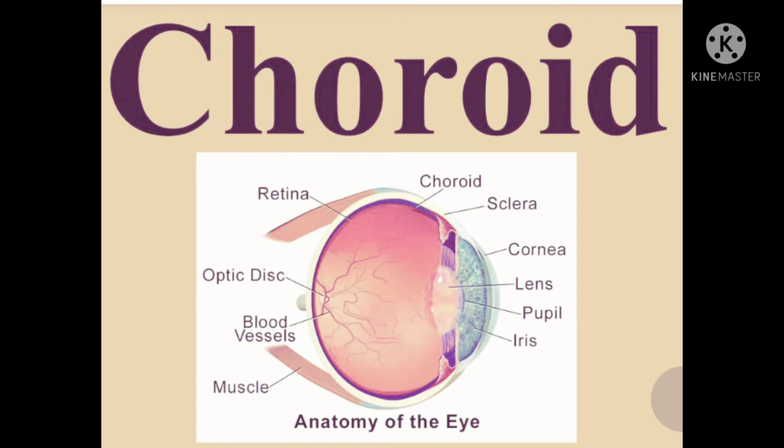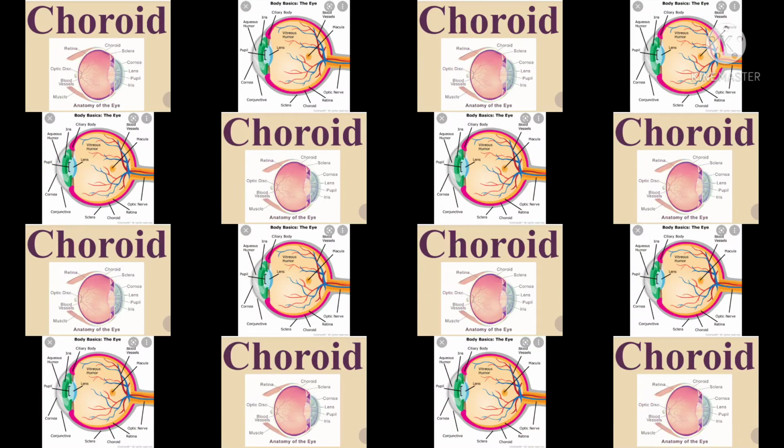The ciliary body is a thick muscular structure that secretes aqueous humor. The suspensory ligaments attached to the ciliary body hold the lens and help in the adjustment of the lens size.